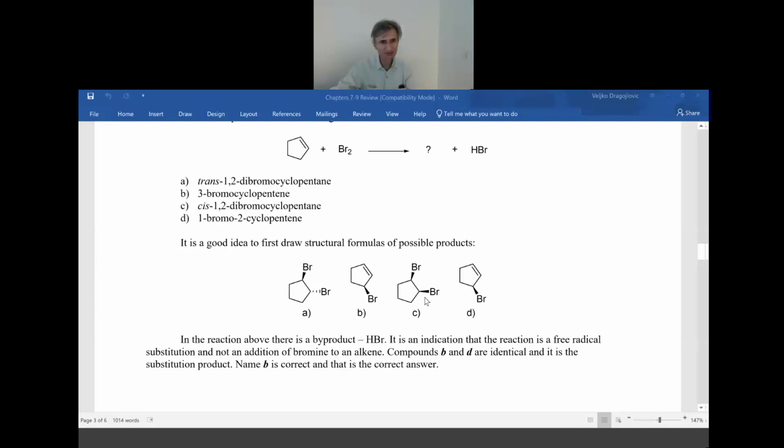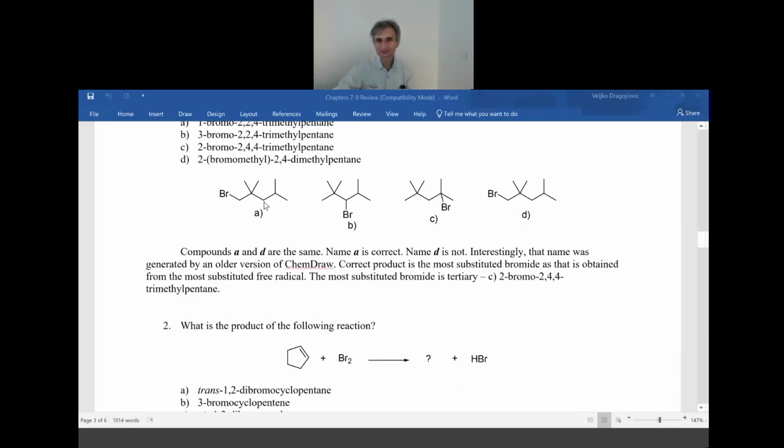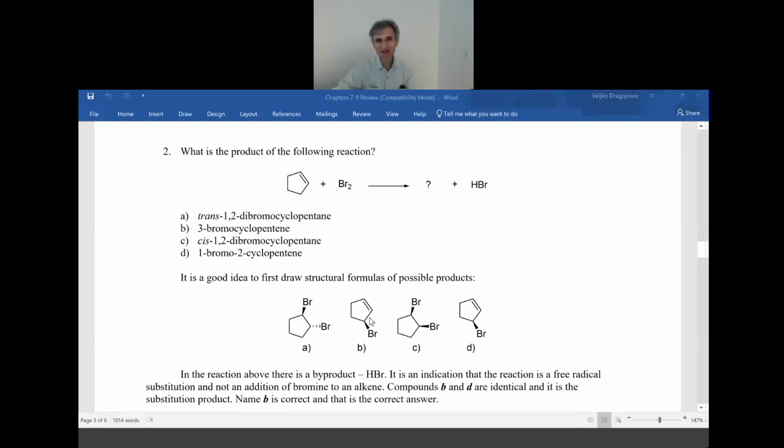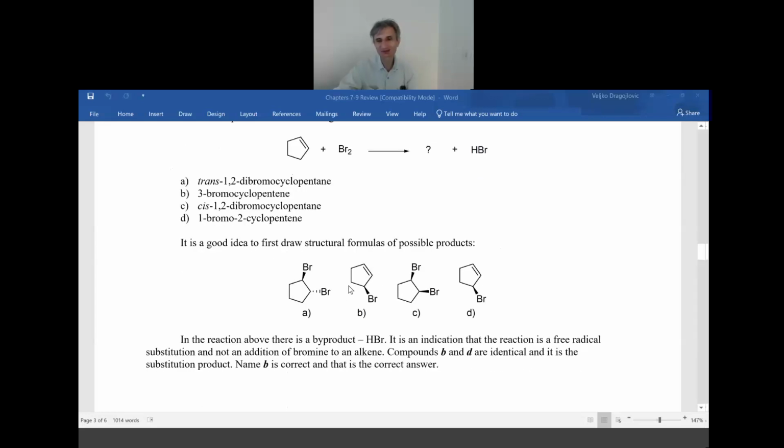Now, actually, I can see that B and D don't look right. D, 1-bromo-2-cyclo... Oh, okay. Yeah, B and D, in this case, I did a little bit of a trick. Previously, two of them were identical, and I said they can't be correct because two of them are identical. Now two are identical, but B is correct because that's the correct name, 3-bromocyclopentene. 1-bromo-2-cyclopentene is the wrong name.